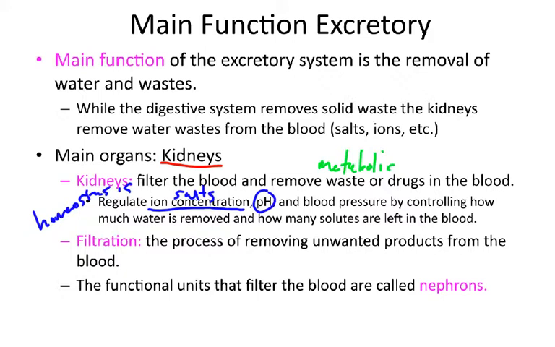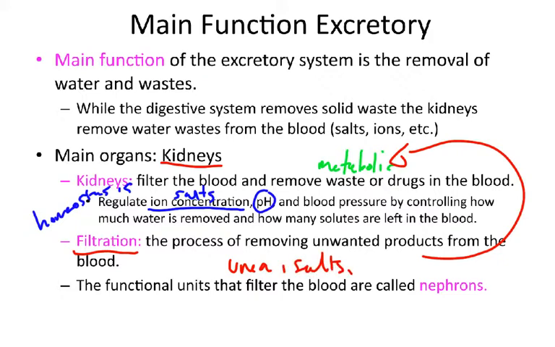On top of those tasks, they're involved in filtration, and that's removing those unwanted products, the leftover waste products. That's things like urea, salts, okay, as well as some nitrogenous wastes. That's based around nitrogen. We already said water and sugars. The functional unit of the kidney is something that's called a nephron. And a nephron we're going to look at here on the next slide.